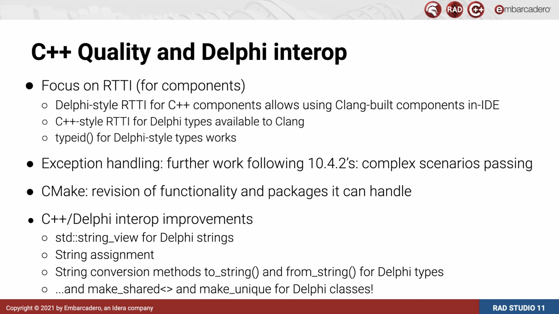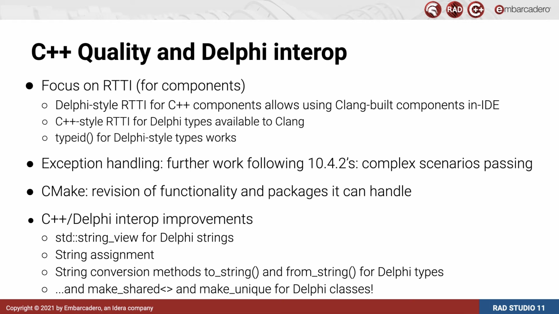The combination of these, both string_view and string assignment or conversion, means that mixing Delphi and C++ string types is seamless, both in your own code and using existing C++ libraries, which is much easier coding for you and opens up more possibilities for taking advantage of C++ algorithms and third-party libraries.